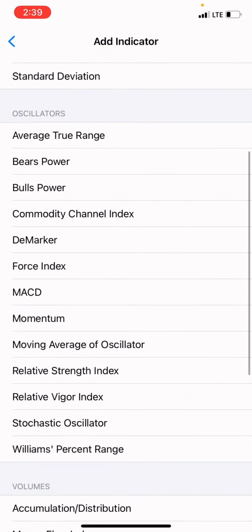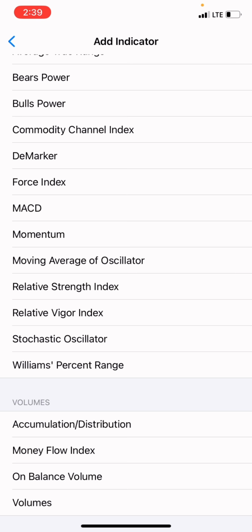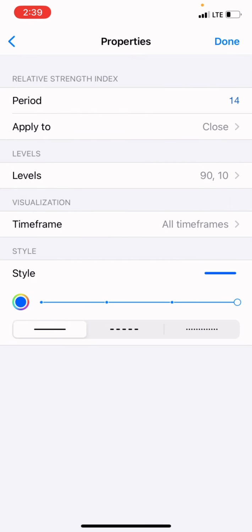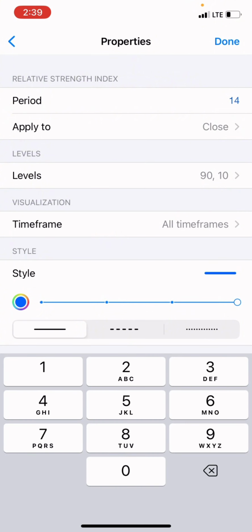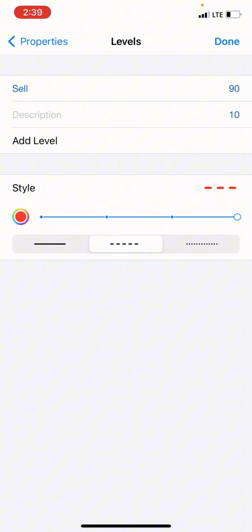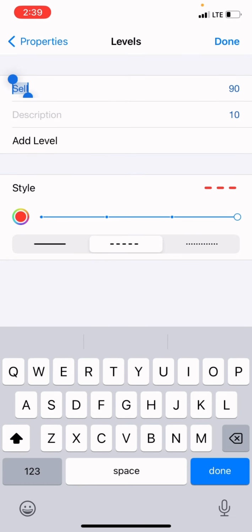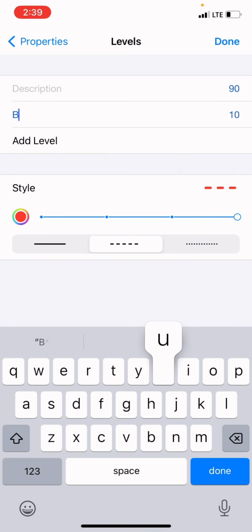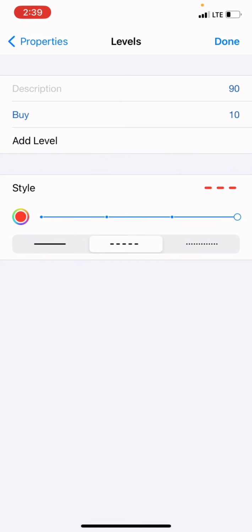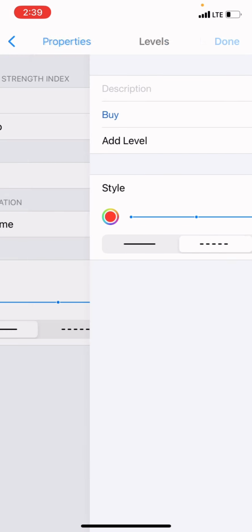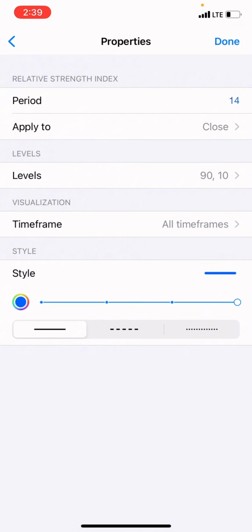On the main window, the first indicator we're going to use is the RSI, which is the relative strength index. Now I'm going to choose the relative strength index and put it on period 14 here while we apply to close. The level is going to be on 90 and 10. For the level 10 we're going to put buy. Then for the style, we're going to put it on 4 pixels, while we're going to put this line here in the middle, right? Then we'll click on done.